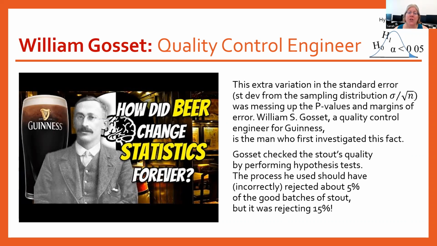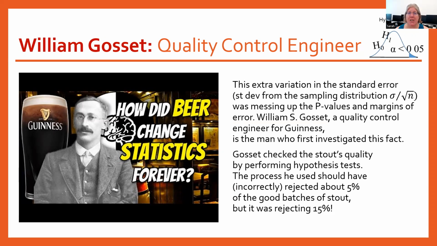The process he used should have incorrectly rejected about 5% of the good beer, but instead it rejected 15% of the good beer. So the reason for that is that just like in a confidence interval, sometimes it will miss catching the true population mean. There's also an issue with a hypothesis test that there's a small probability that you're going to get the wrong result. And so you set that significance level to help account for that. So the way he set his significance level, 5% of the time, he expected it to come to the wrong conclusion, which was toss out the good beer. And instead, 15% of the time, it was telling him toss out the good beer.